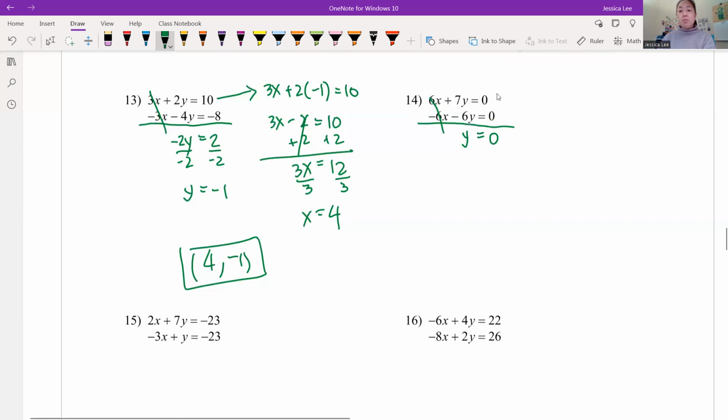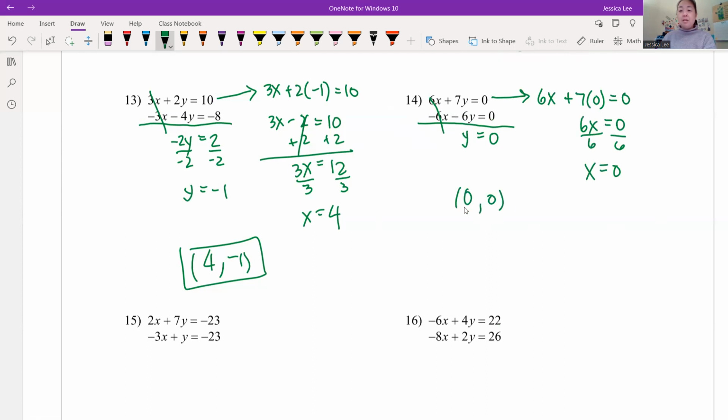All right, so now I'm going to use the top equation. So 6x plus 7 times 0 is equal to 0. I have a feeling what's going to go on. 7 times 0 is 0. So all we have left is just 6x is equal to 0. Divide by 6, x is equal to 0. So your answer is 0, 0. So they literally intersect right at the origin. Not that fun, but totally works.